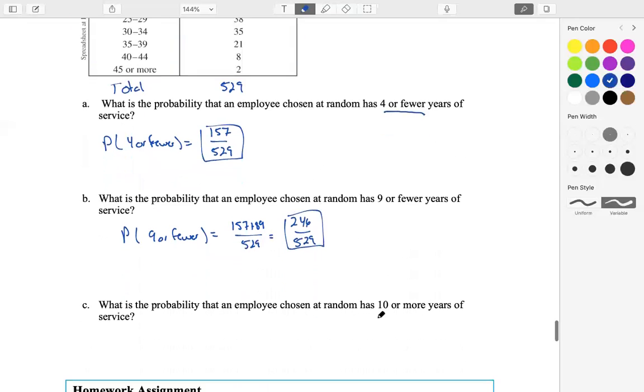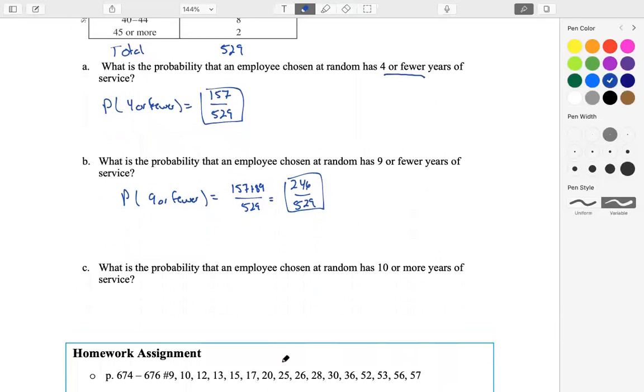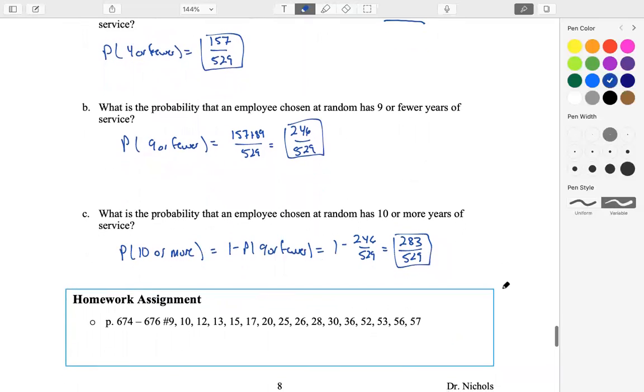And then last but not least, C, what is the probability that an employee chosen at random has 10 or more? So the probability of 10 or more is actually going to be easier to find using the complement. 1 minus the probability of 9 or fewer. Why? Because I just found that in the previous problem. So 1 minus 246 over 529 equals 283 over 529. All right, now you can do your homework.